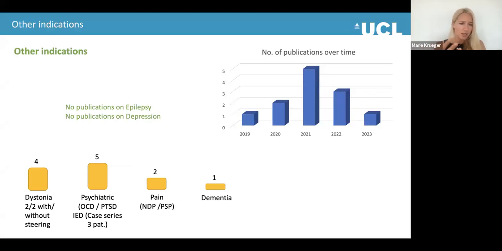Then we found 2 other studies that had put directional electrodes in, but they didn't really use directionality. There were 5 case reports, or 4 case reports, and 1 case series with 3 patients on psychiatric indications, 2 case reports on pain, and 1 on dementia. But no publications on epilepsy and no publications on depression, at least nothing that we found. I was a bit surprised. Maybe there are a lot of papers in the works at the moment, but there's clearly a gap in the literature for everything other than STN and tremor.